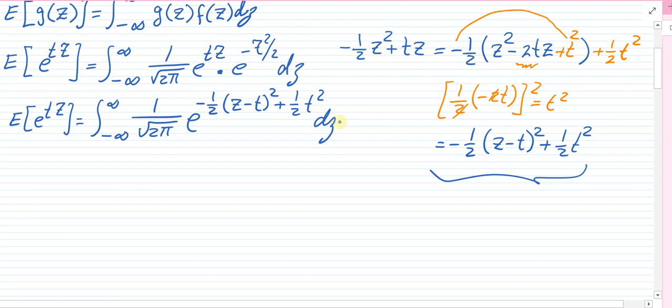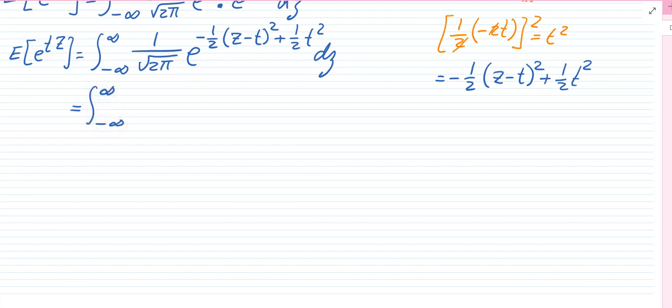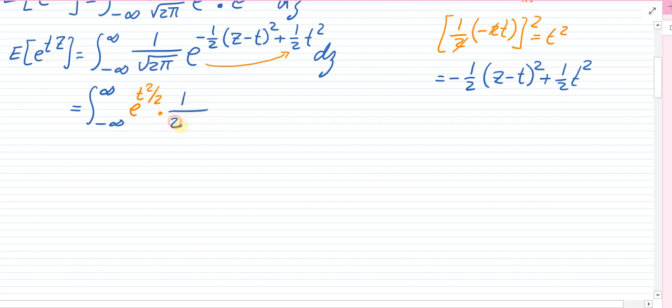And then there's dz. Of course, I realize that most textbooks, and most everyone, would note that 1 over square root of 2 pi is a constant, so you can bring it outside the integral. But I'm going to keep it there for a reason. Instead, I'm going to write this as the integral from negative infinity to infinity, and I'm going to go ahead and do this part. That's going to be e to t squared over 2 times, and now I'm going to write all the rest of that stuff.